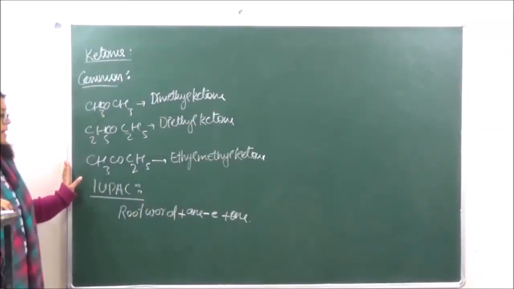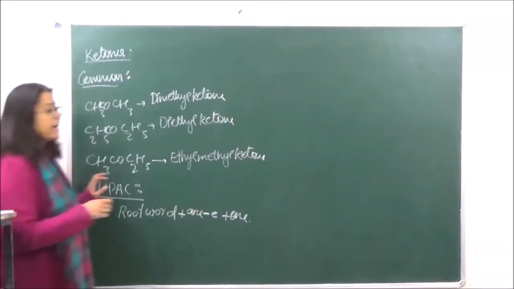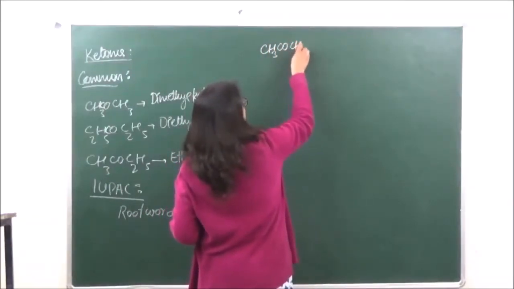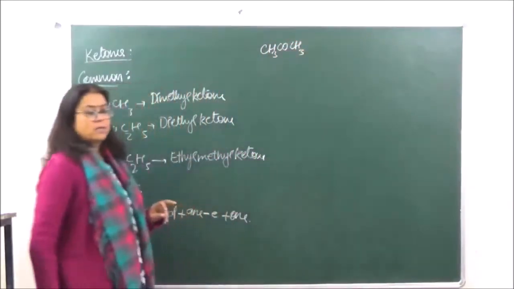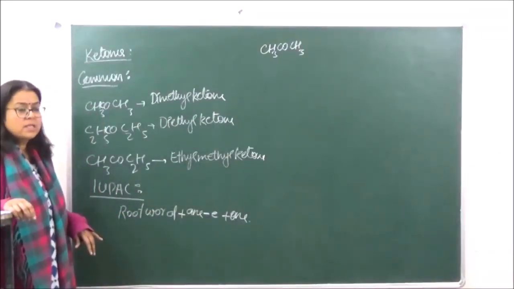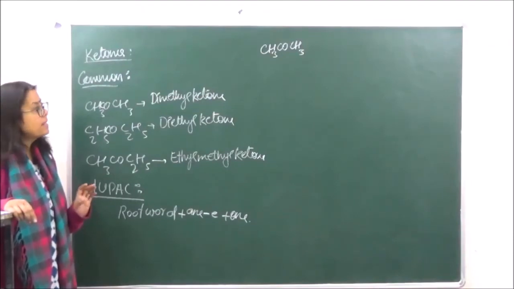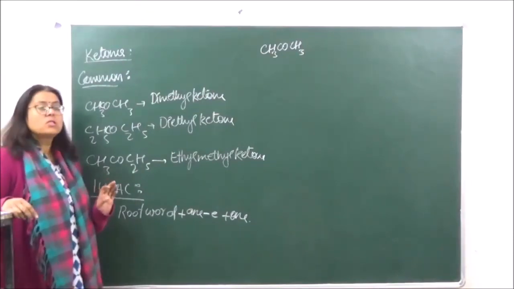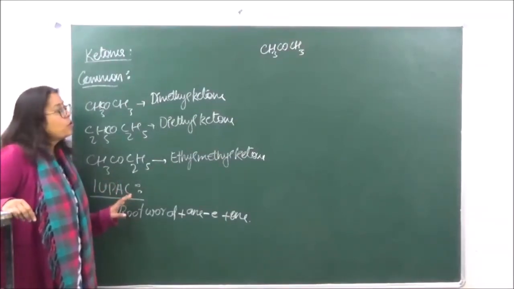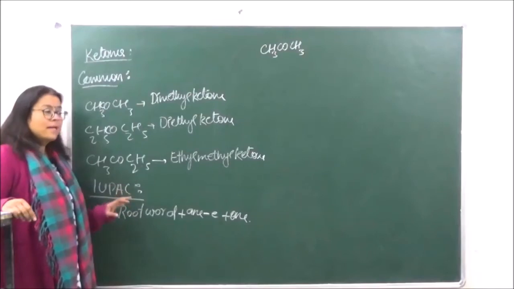Okay? Root word plus A minus E plus O. So if we are looking at the first member of ketones, it will have 3 carbon atoms. So ketone, this is the first member of the ketonic series. The minimum number of carbon atoms which can be present in ketones is 3. Less than 3 cannot be present in ketones. So when we are talking of the common name, this is going to be dimethyl ketone. It is also known as acetone.